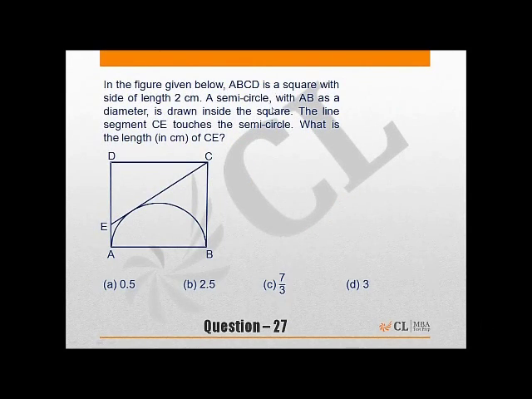Question 27. In the figure given below, ABCD is a square with side of length 2 cm. Semicircle with AB as the diameter is drawn inside the square. Line segment CE touches the semicircle, so that means CE is tangential to the semicircle. What is the length of CE?